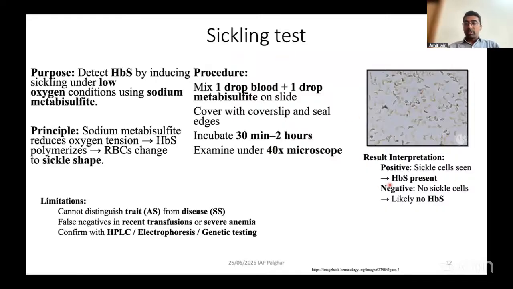If sickle cells are present, it means HbS is present. If sickle cells are not there, likely hemoglobin S is not there. The limitation of this test is that we cannot distinguish trait from disease. False negatives can be seen with recent transfusion or severe anemia, and a confirmatory test is needed. So it is a good test for screening of sickle patients in highly prevalent areas.